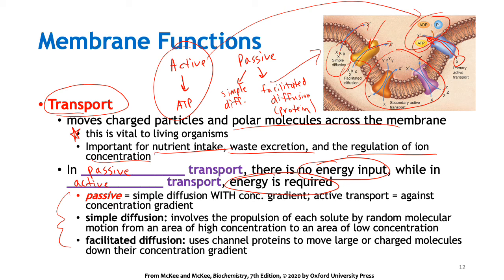And then, of course, simple diffusion is seen right here, where something goes across the membrane without a protein for help. Facilitated diffusion requires a protein, but it's still going with the concentration gradient, that being high concentration going to low. Now, active transport goes against the concentration gradient, so it's going from low to high concentration, which is why it requires ATP in the first place.